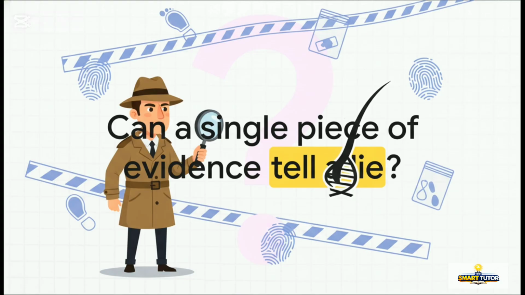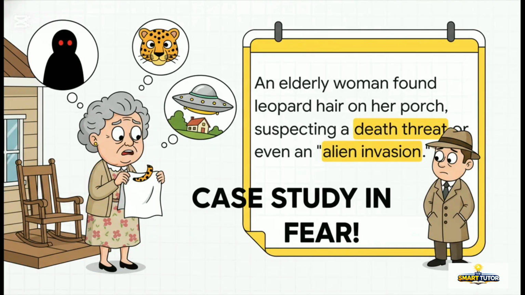It all boils down to this question. Can a single hair tell a lie? Okay, so the story goes like this. An elderly woman finds some leopard hair on a cloth on her porch. Right away, her imagination just goes into overdrive. Is this some kind of weird death threat? A warning from a gang? She even considered, and you're not going to believe this, an alien invasion. To her, this piece of evidence was strange and frankly terrifying.